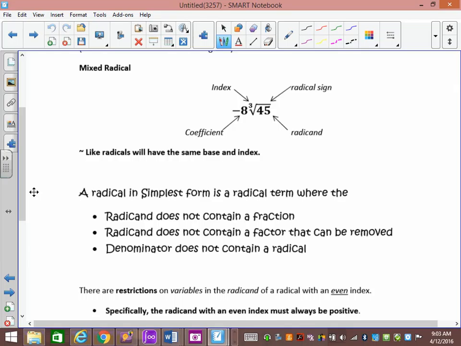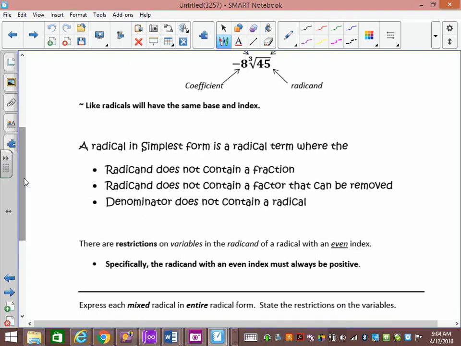This is the radicand. This is the index. This is the coefficient. So this is the number in front. Coefficient of any term is the number that's in front, right? The coefficient of 4x squared would be 4. It's the number that's in front. My index is a little number on the root. If there isn't a number there, we assume it to be a 2, right? Radical sign, radicand is what's underneath.